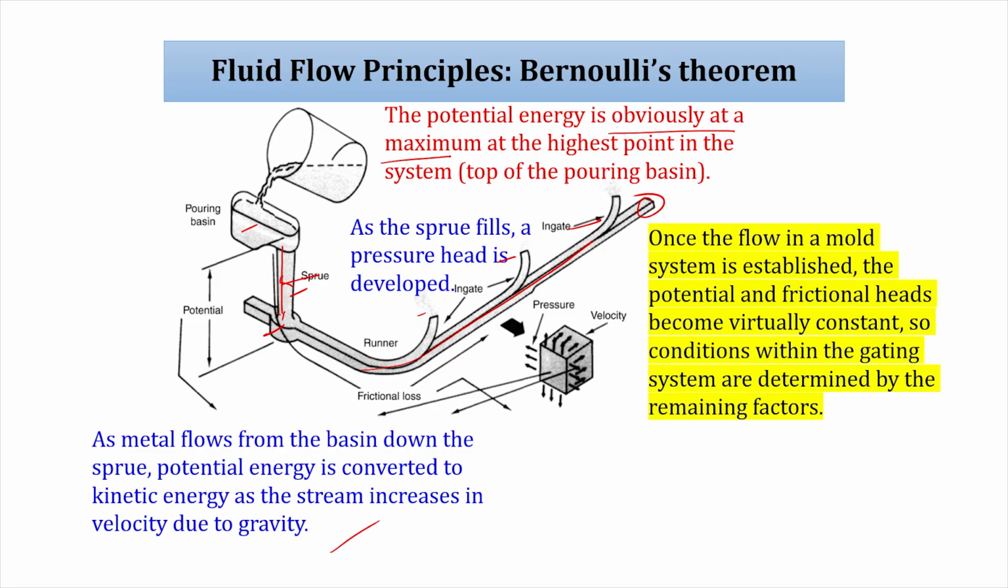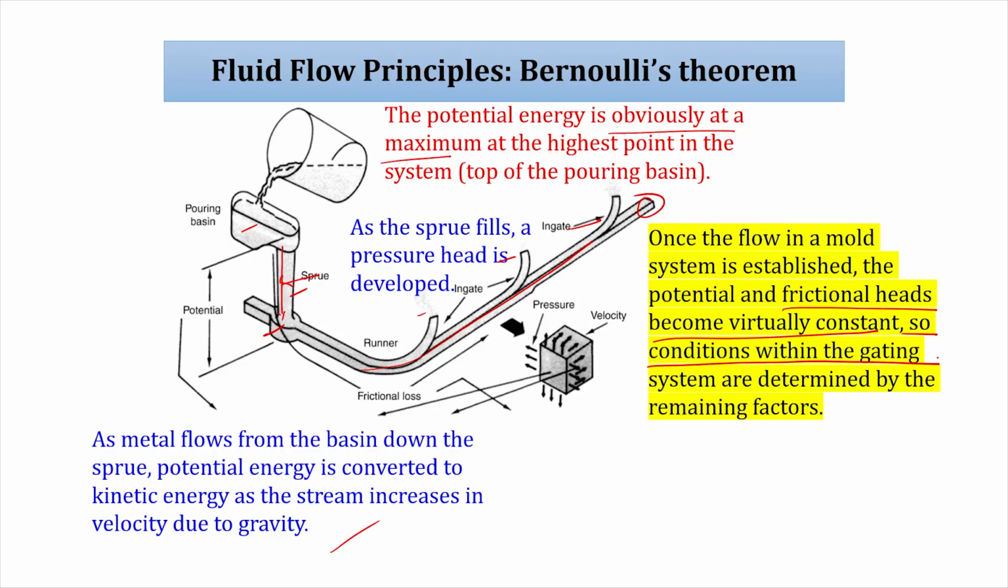Now, once the flow in the mold system is established, when everything is filled, the potential energy, since the position we are pouring from is fixed, Z and the frictional loss head become virtually constant. We assume they are not changing too much with time, so the conditions within the gating system design are determined by the remaining factors. There are 4 factors: potential head, kinetic energy head, pressure energy head, and frictional loss energy head. So, friction and potential become constant in the gating and runner system when the liquid is already filled.